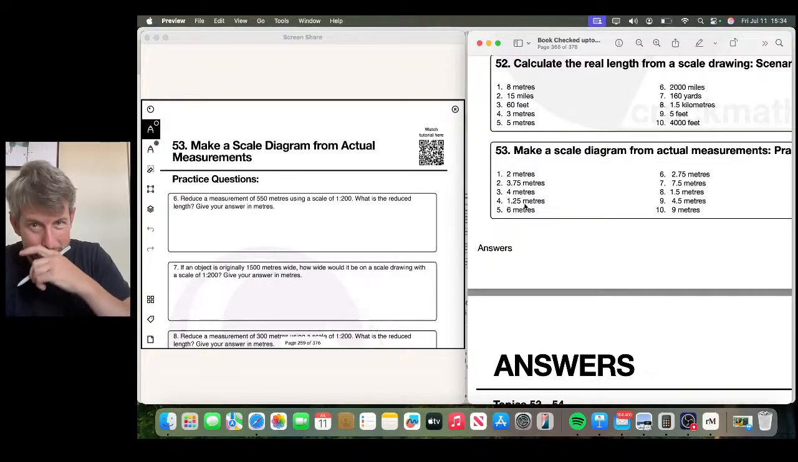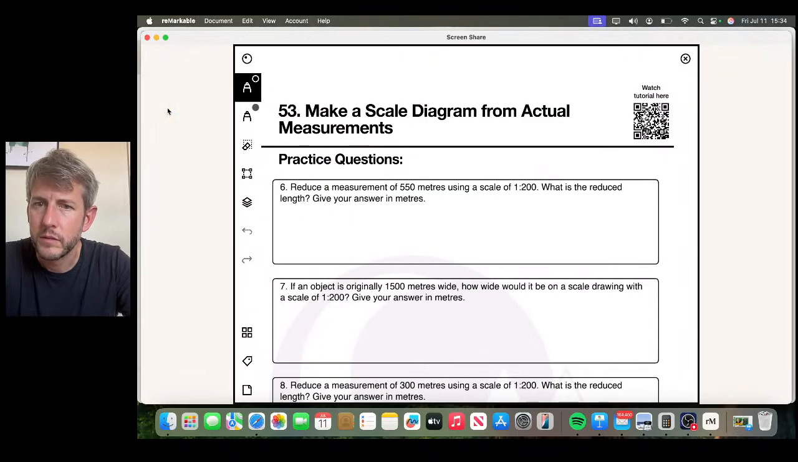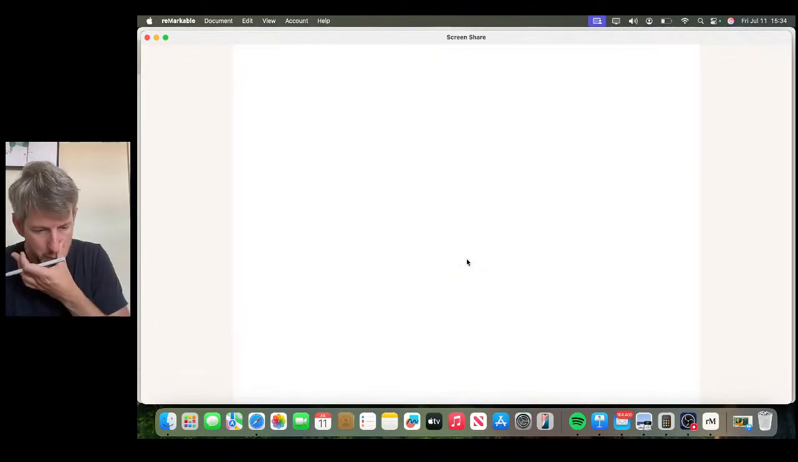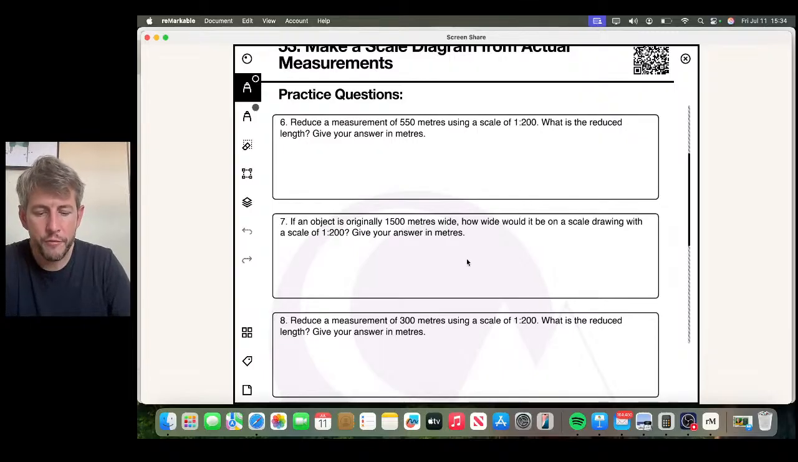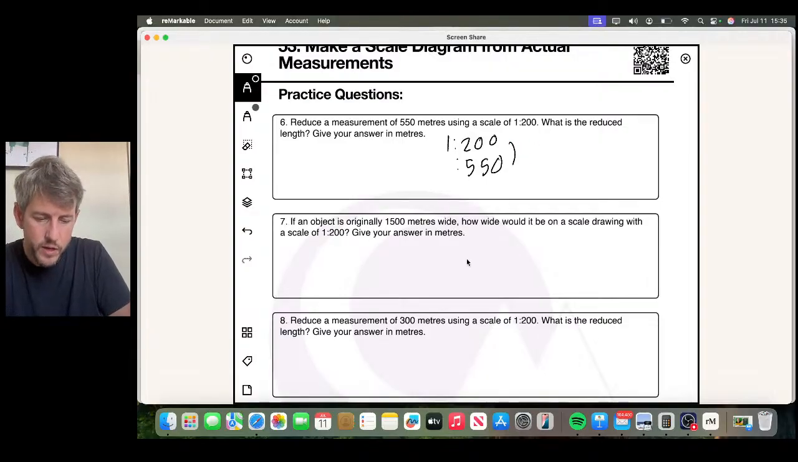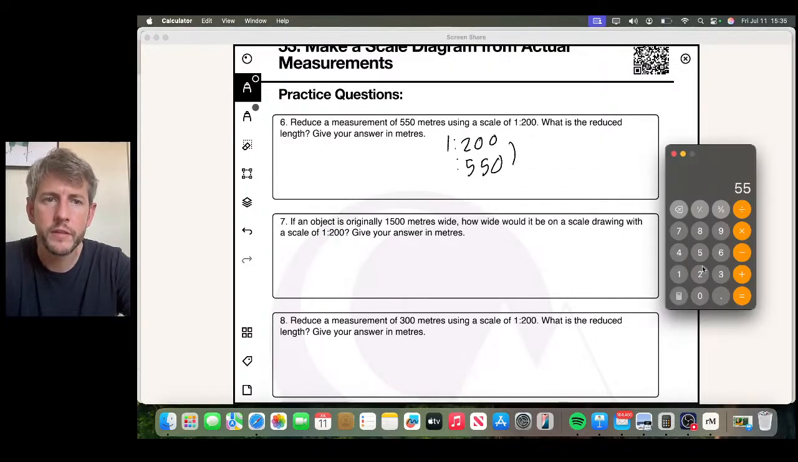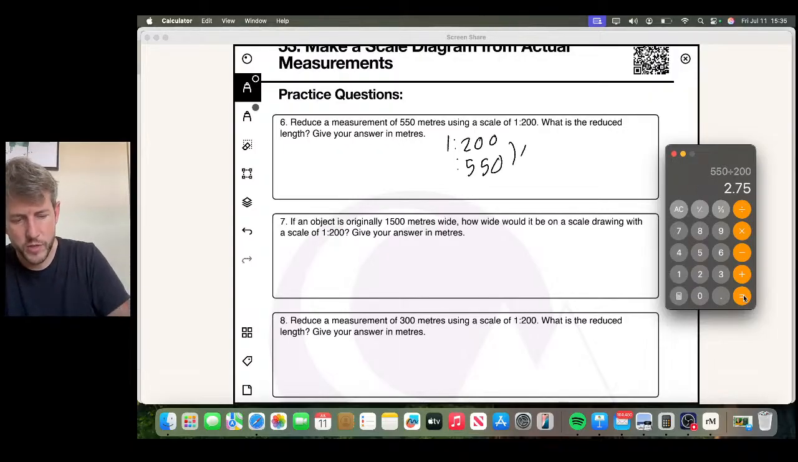Right. Question 6. Reduce a measurement of 550 meters using a scale of 1 to 200. Okay. It's 1 to 200 again. Maybe I'll go back and change this. Okay. So here we go. Let's work out what this is. So 550 divided by 200 is 2.75. So this would be 2.75 meters.